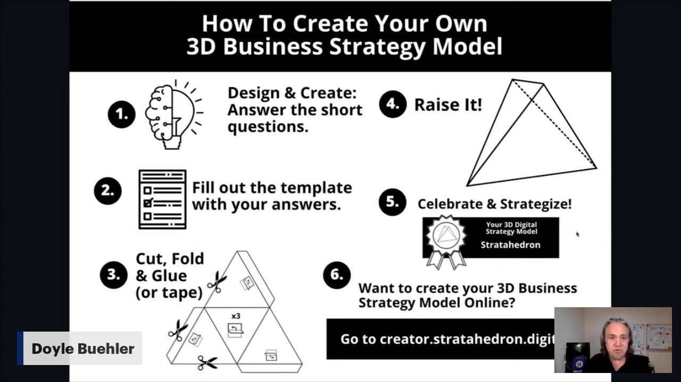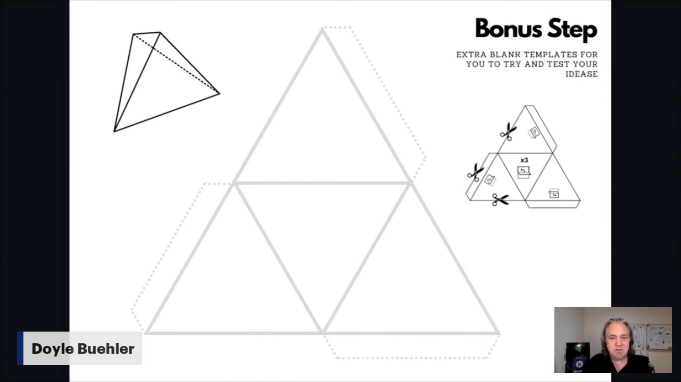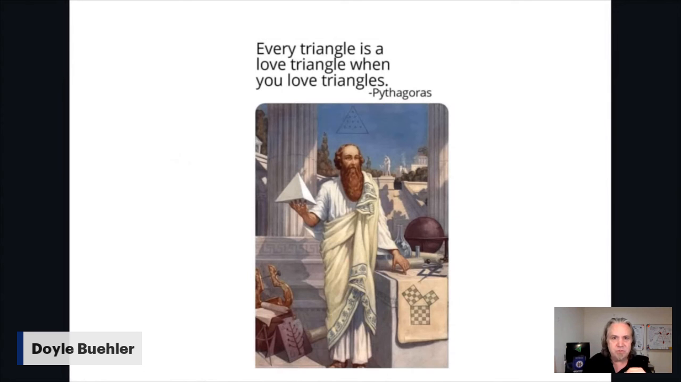If you want to be able to do it on your own through the app, go to creator.strategedron.digital, and there's a design studio there that you can then use to build and test different words and that sort of thing. Bonus step, if you want to just start from scratch with a basic template, away you go with that. Use the worksheets to print that out as well and do some practice.